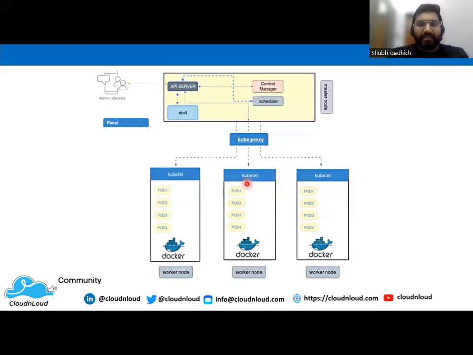It acts as the agent. It will receive the change request from the scheduler, and whatever changes have to be assigned, the kubelet will make sure they are applied correctly and give success and failure feedback. If the kubelet is not working, the whole cluster will not be able to control the workload.